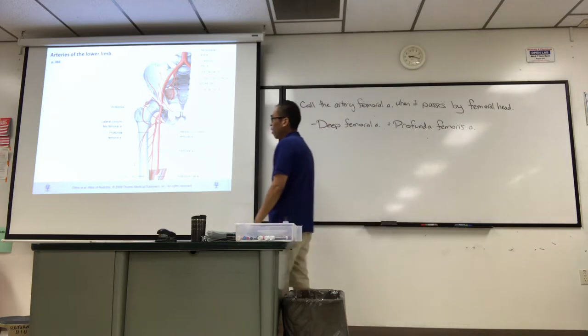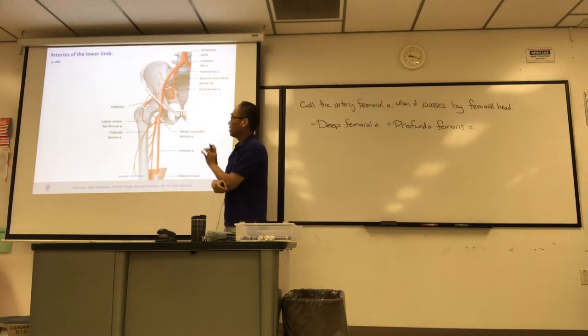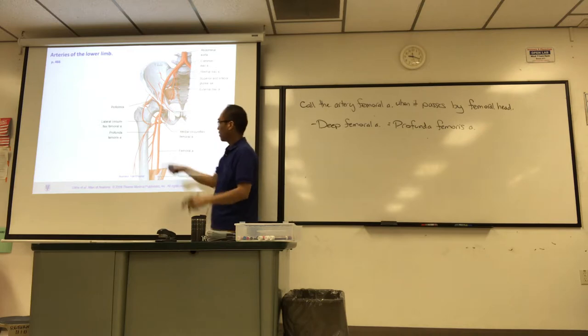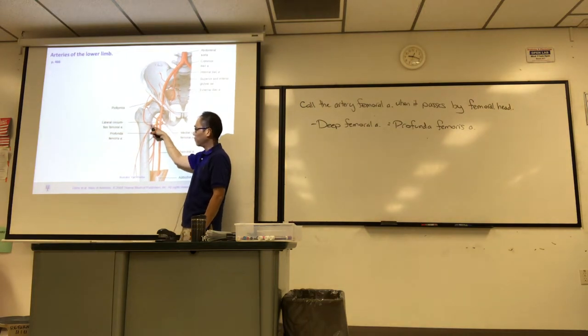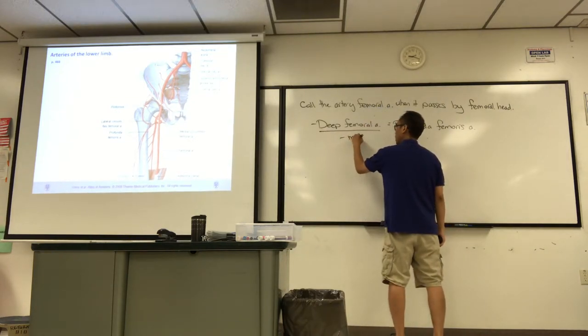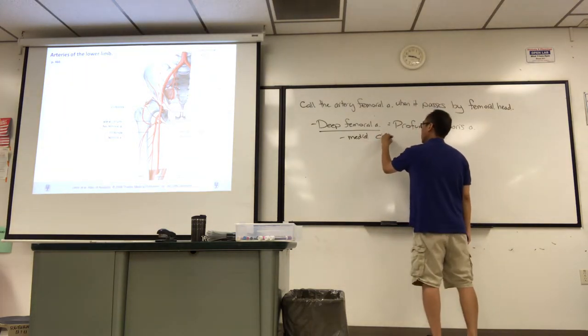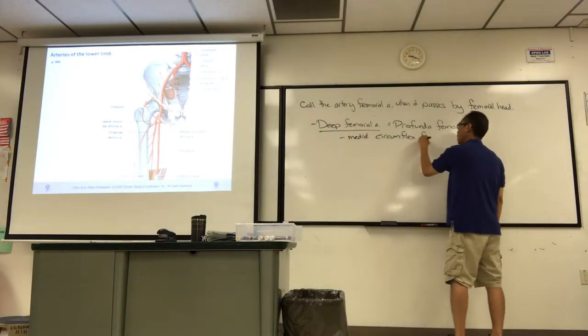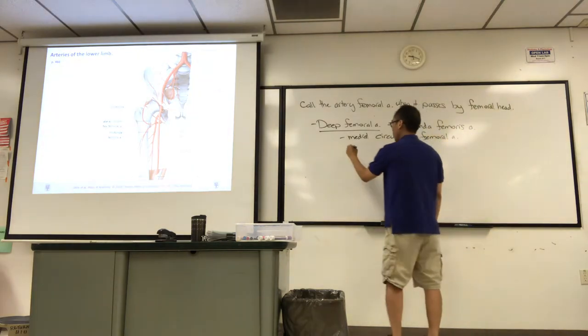Notice how the deep femoral artery gives off a couple of branches that wrap around the neck of the femur. It's the medial and the lateral circumflex femoral. So it's kind of like a two for one. They form an anastomosis, but you call them two different things as they branch off of the deep femoral. So under here, I'm going to write medial circumflex femoral. And the other one, lateral circumflex femoral.